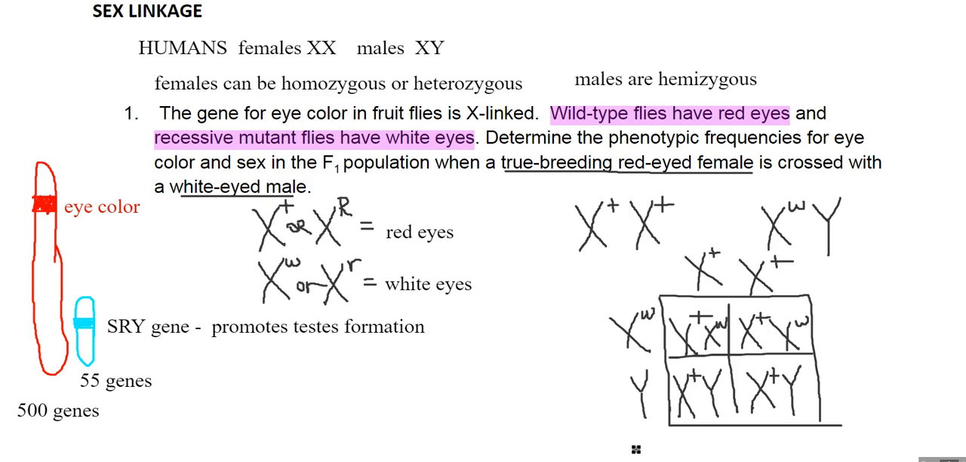But if I'm looking for the phenotype of eye color and sex at the same time, notice that I will have half of my offspring have red eyes and be female, because we're looking for two traits, right? We're looking for sex and we're looking for eye color. So 50% will be female with red eyes, and then also 50% will be males with red eyes as well.